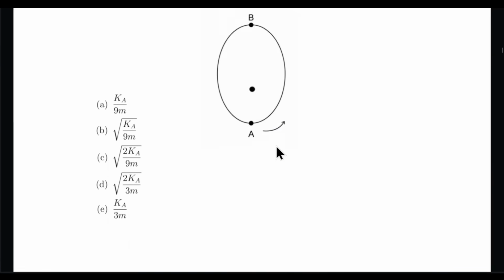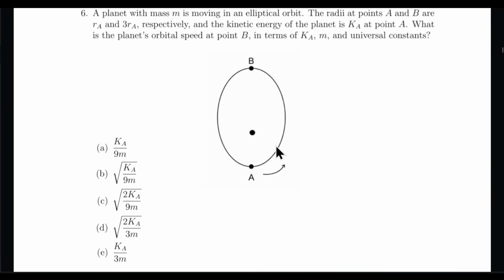All right. This one is, a planet with a mass of m was moving in elliptical orbit. The radii of point A and B are Ra and 3Ra. And the kinetic energy of the point at A is Ka. Then what is the planet's orbital speed at B in terms of Ka, m, and universal constants?